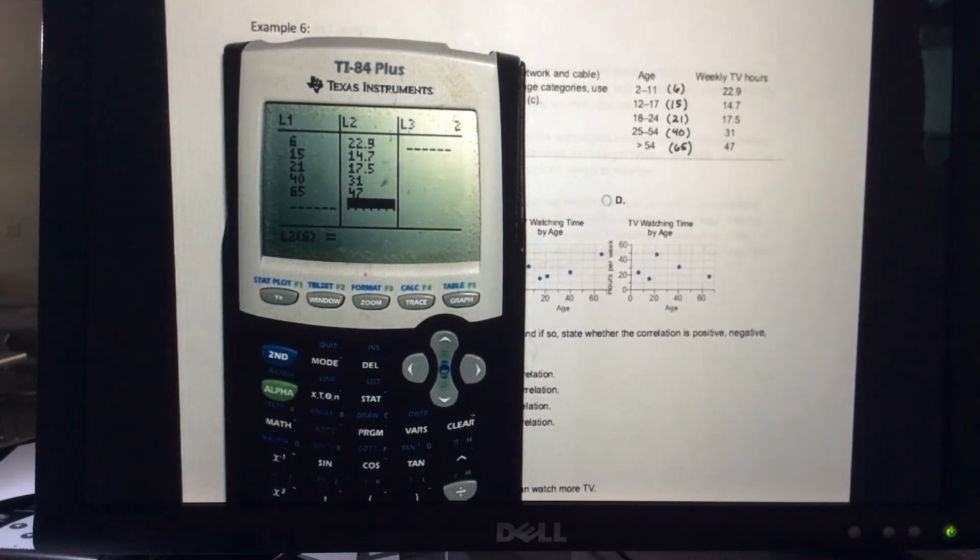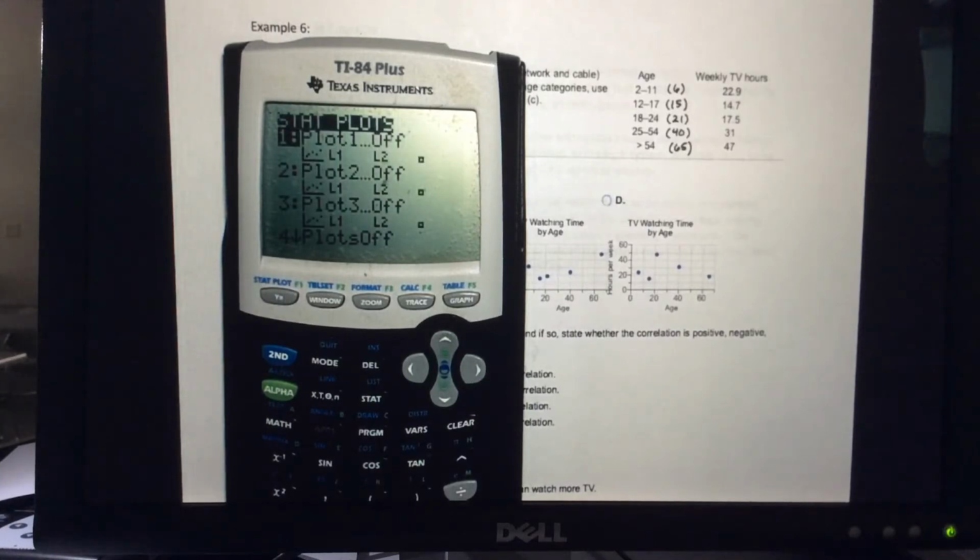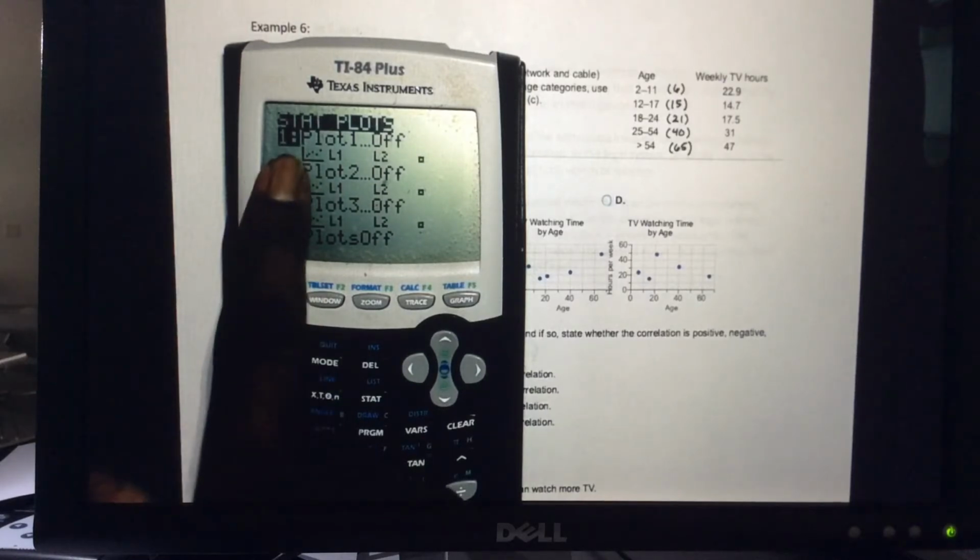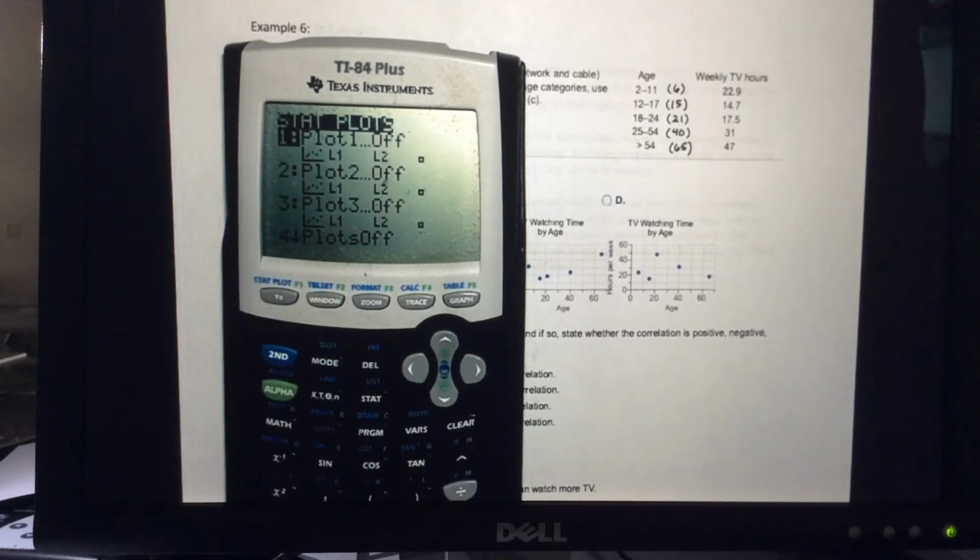Now to create the scatter plot, here's what we're going to do. I'm going to press the button that says second, and then press this button that says Y equals at the very top. Okay? You'll get a menu that says stat plots. Now in my case, I'm going to select number 1 for stat plot.